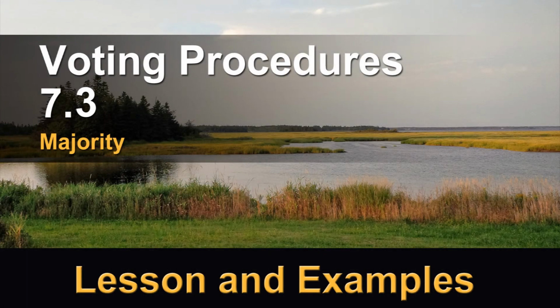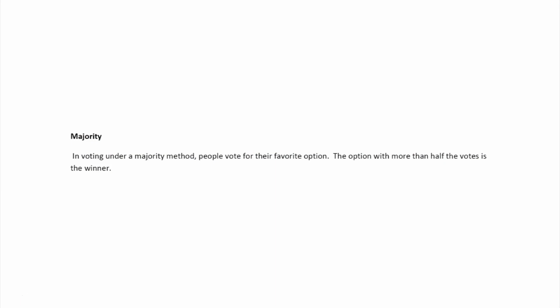Majority method. Now let's look at the majority method for counting votes. In voting under majority method, people vote for their favorite option. The option with more than half the votes is the winner. So in the previous method, we were just looking for whoever had the most votes. This time you actually have to have the majority of votes. Sometimes you hear it as 50% plus 1 is the minimum. So you have to have more than half of the votes.